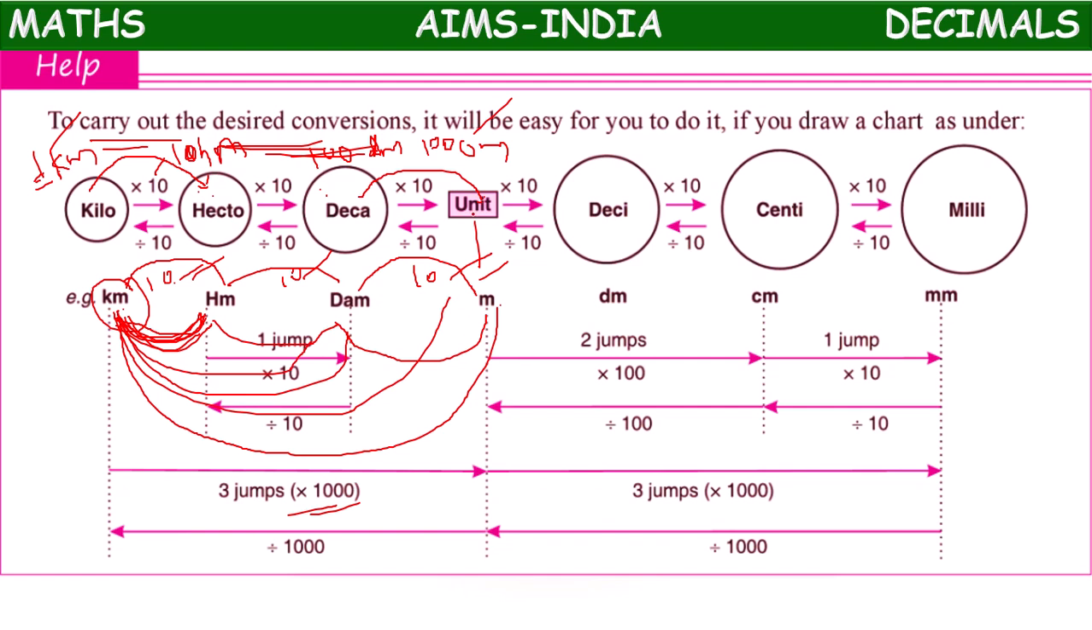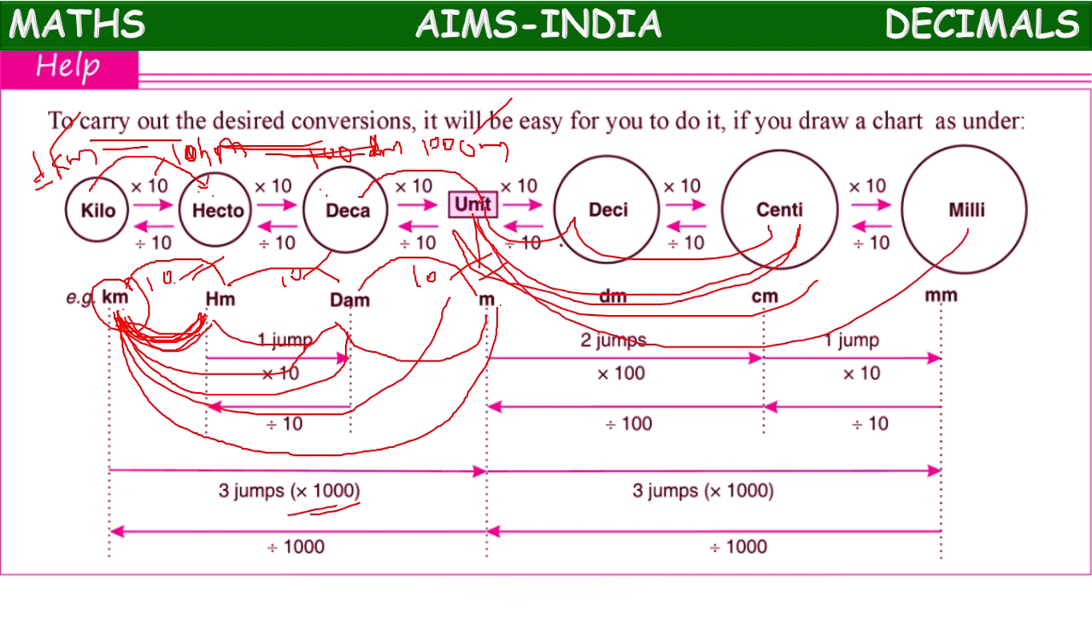Or from meter to centi. So 1 jump, 2 jumps. 1 meter equals 10 into 10, 100 centimeter. Or meter to milli, 10 into 10 into 10. 1 meter equals 1000 millimeter.